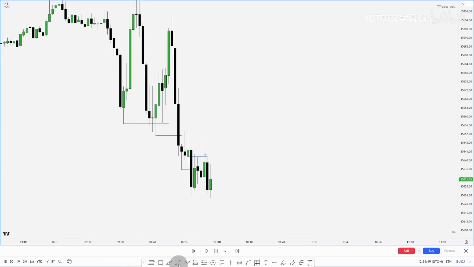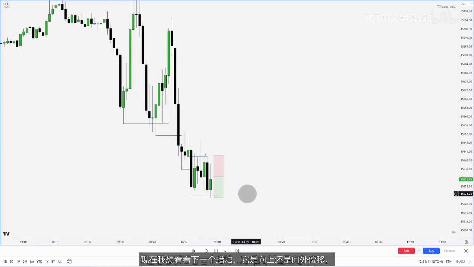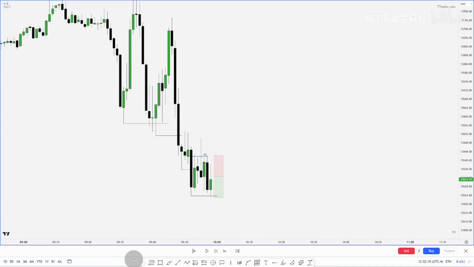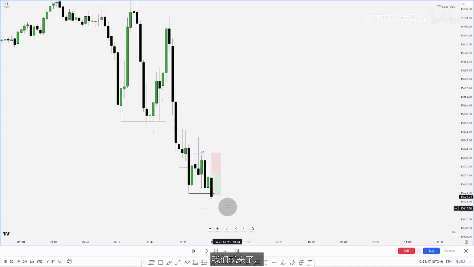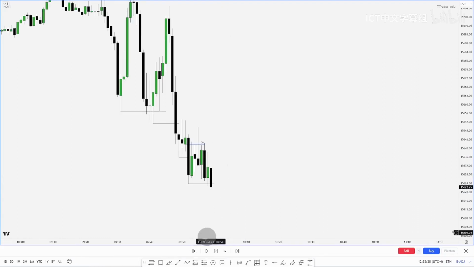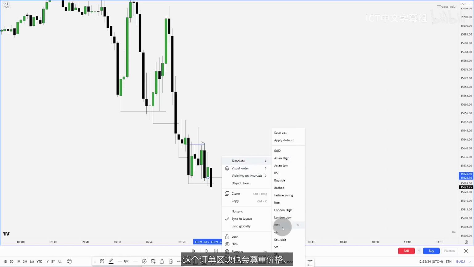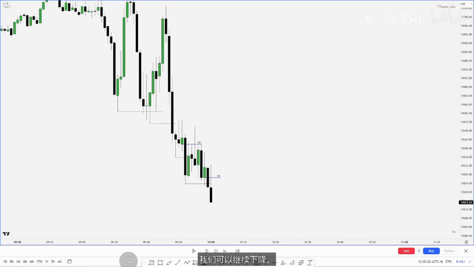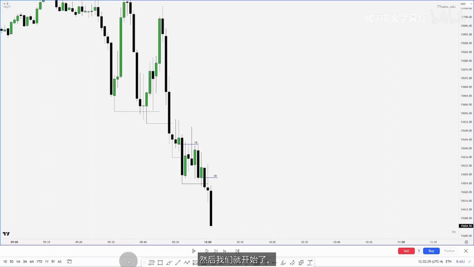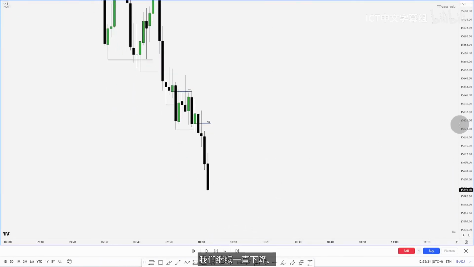Okay. We didn't displace below this low, so if we are going to retrace, at least into a premium of this little range here, which we did do right here. Now, I want to see the next candle if we displace up or if we displace out. So there we go, we get a closure outside this range. So I'd want to see if this order block is going to respect price as well, and we can continue lower. And there we go, we keep continuing lower and lower.